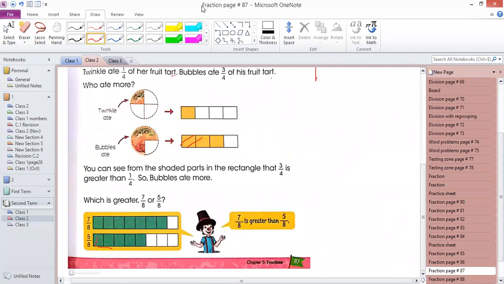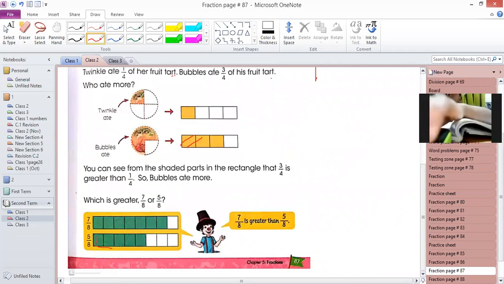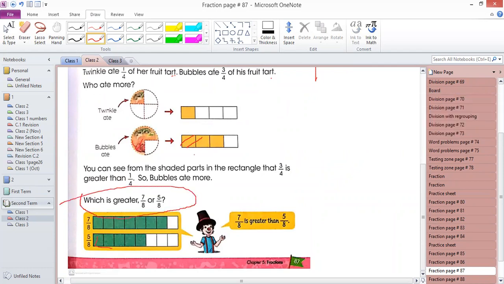Now, which is greater, 7/8 or 5/8? Yes, guys, which is greater, 7/8 or 5/8? 7/8. The answer will be 7/8. 7/8 is bigger than 5/8.